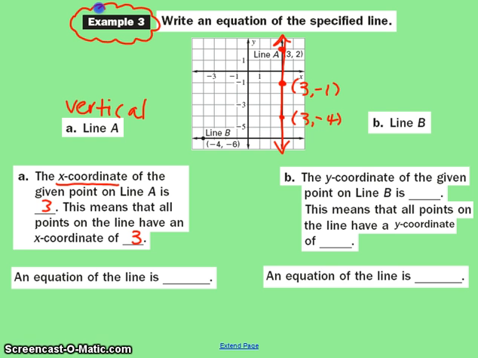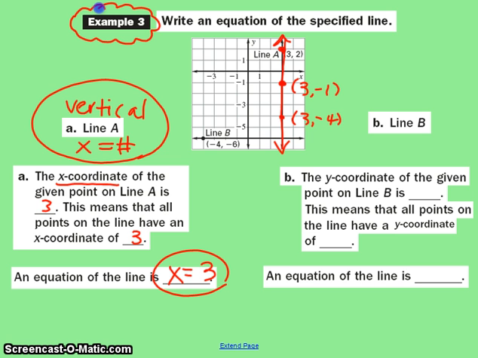Vertical lines always have the exact same type of equation. It's always just the letter x equal to a number. Vertical lines only have an equation with the letter x equaling a number. So the equation for line A would be x = 3.